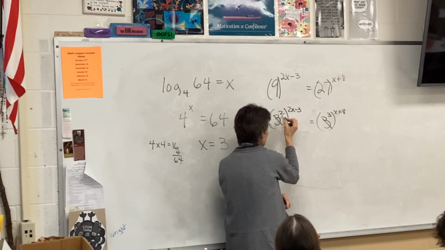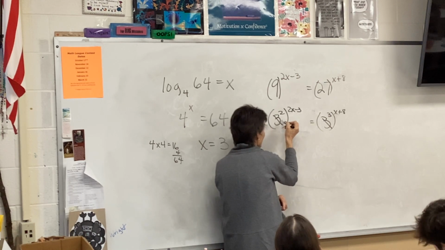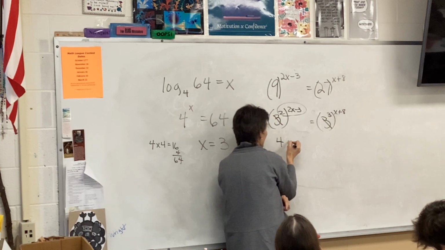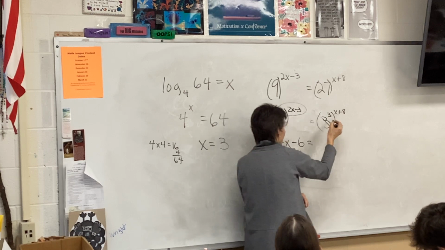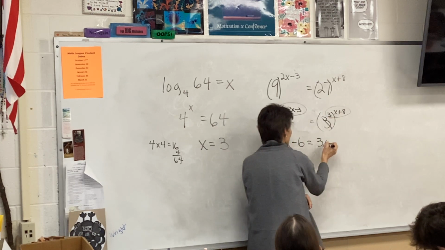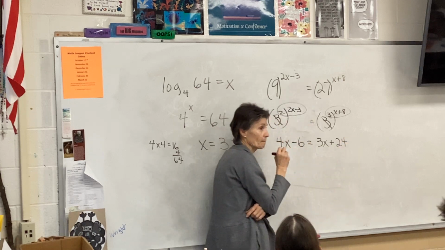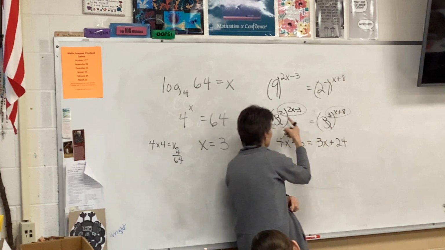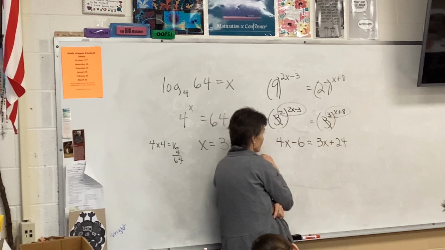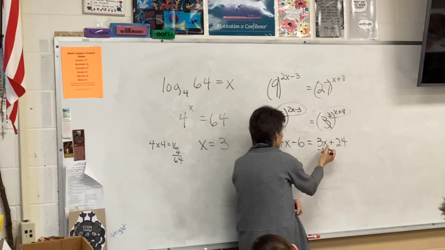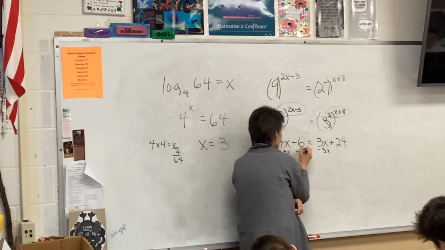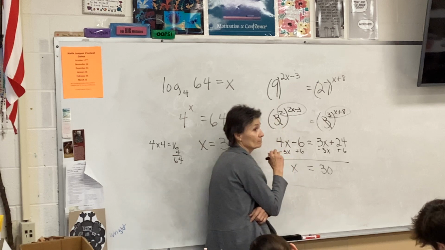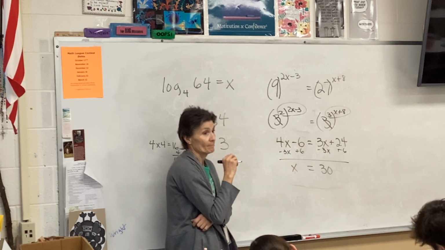But be careful, because we have a double here, because that was 3 squared, what are we going to do with these 2 exponents? Distribute. So it's going to be 4x minus 6. And likewise over here, that's going to be 3x plus 24. Okay, so only the 3's go away. We have to keep the whole exponent. So yeah, we'll subtract 3x and add 6. And we end up with x equal to 30. Yep. Easy, right?